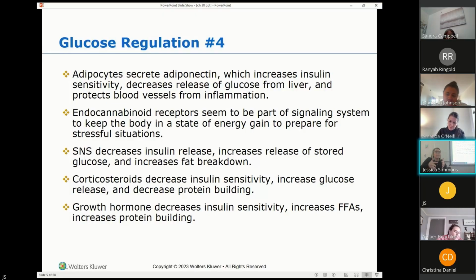Okay? And then growth hormone decreases insulin sensitivity, increases protein building, increases FFAs. But the growth hormone, we need sugar, right, to grow. Our kids, when we're growing and developing, they need that energy for cellular growth.